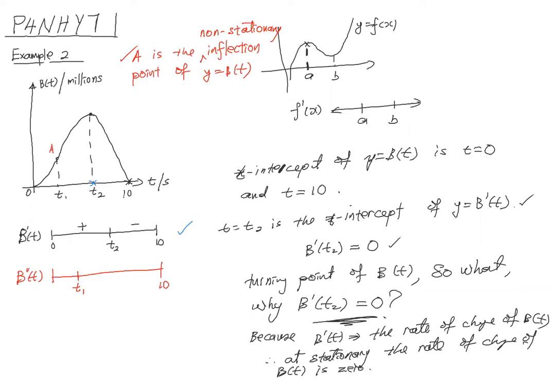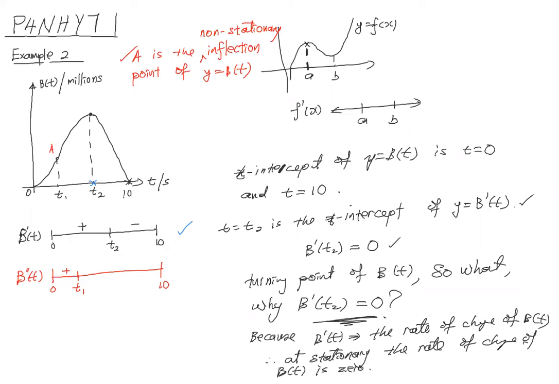Hao Xuan, is Hao Xuan here? For B double prime t, at the left of T1, what should the sign be? Positive. Why do you choose positive? Because it goes up. Oh, wrong. Increasing. That's wrong.